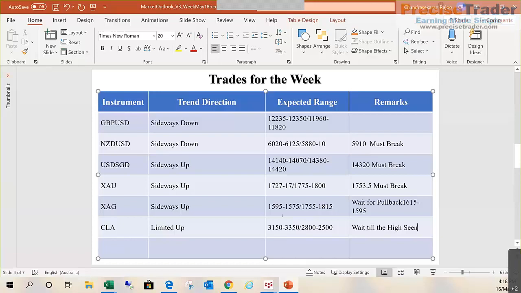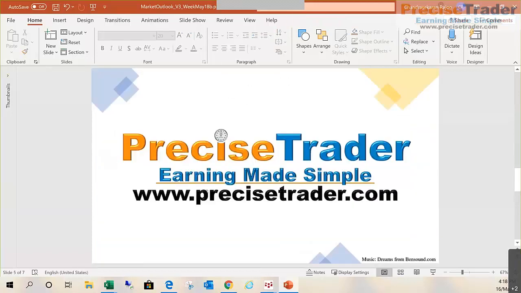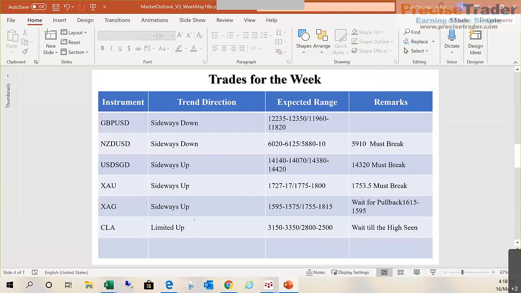So overall, these are the currencies and crosses which we are looking at. These are our views.